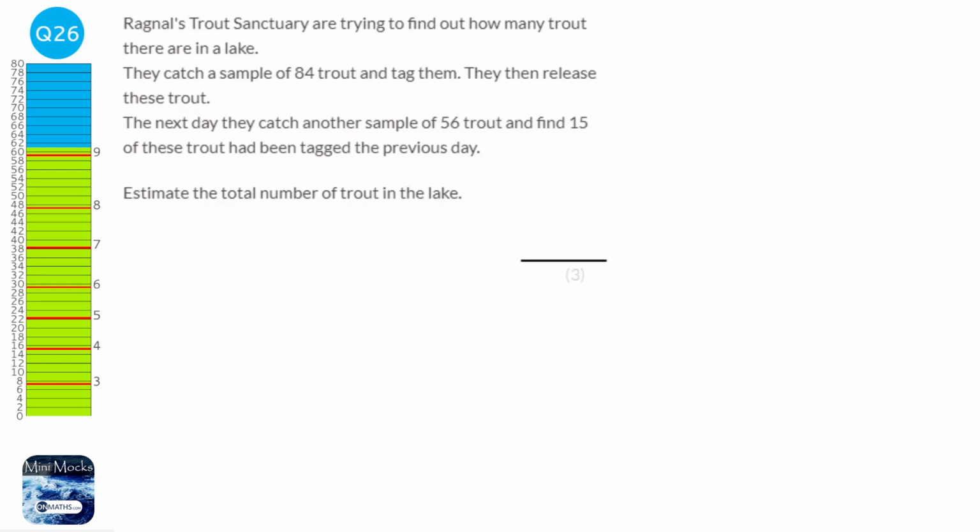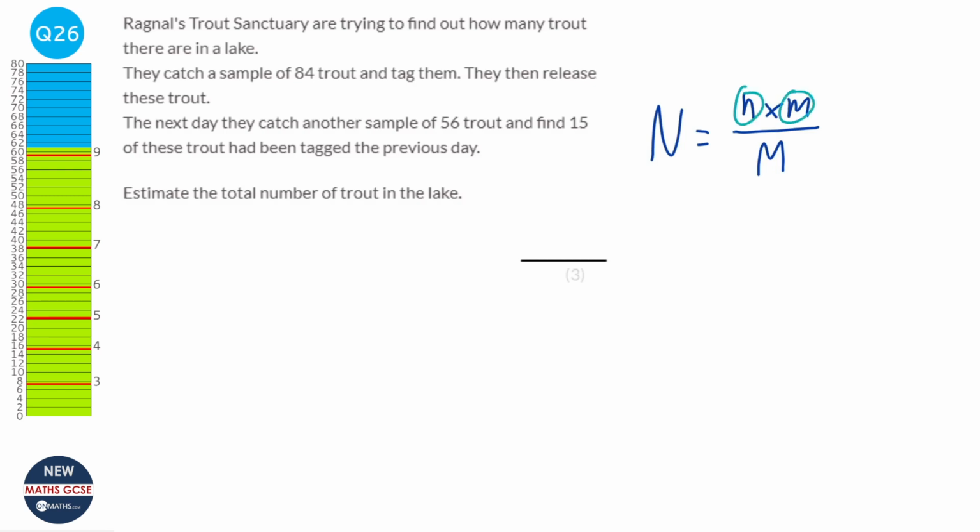Capture-Recapture is a way of estimating total population sizes, and it uses a really nice formula, which is N equals little n times little m over big M. Now, n and m, the little ones, are sample sizes. Okay, so they're the size of each sample, and this big M here is the amount that were marked in the second sample. Okay, so n is the first sample, m is the second sample size, and then M is marked.